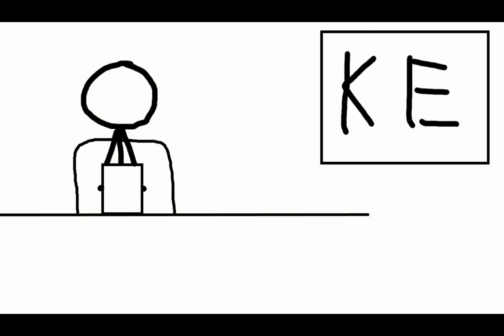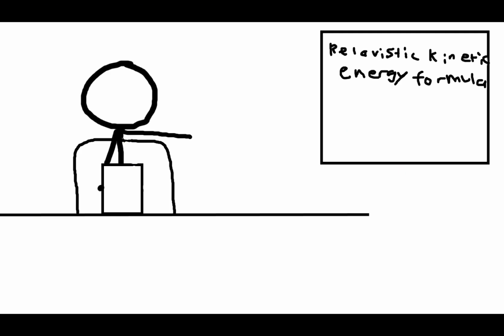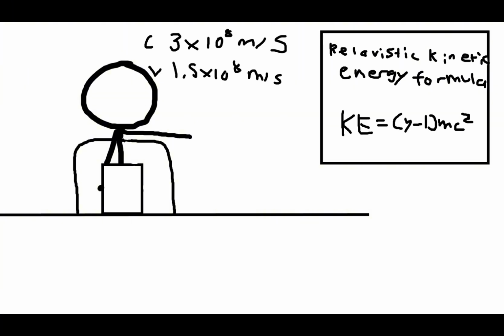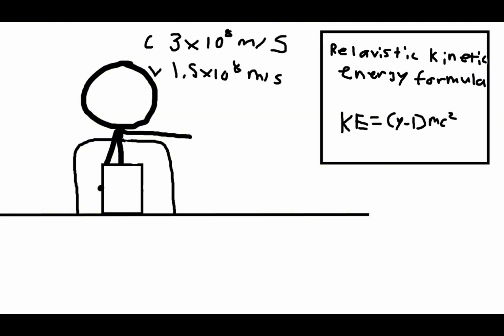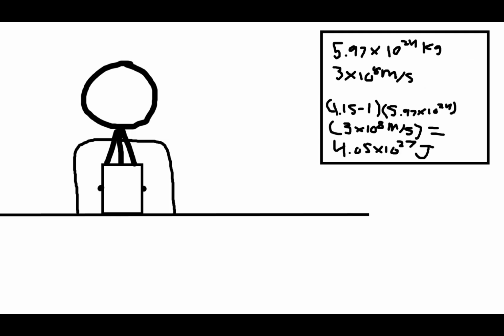Though, because it's going so fast, the universe has other plans. We'll have to use the relativistic kinetic energy formula. Since we already know light speed, and the speed at which the object is moving, plugging those values into the formula gives us a Lorentz factor of 1.15. We also already know mass, and again the speed of light, plugged into the formula gives us a kinetic energy of 4.05 times 10 to the 27th.